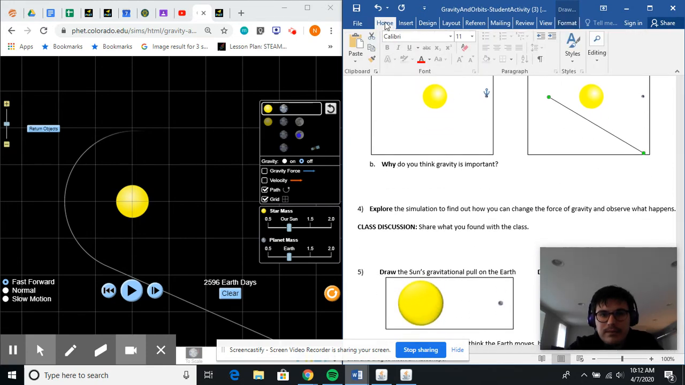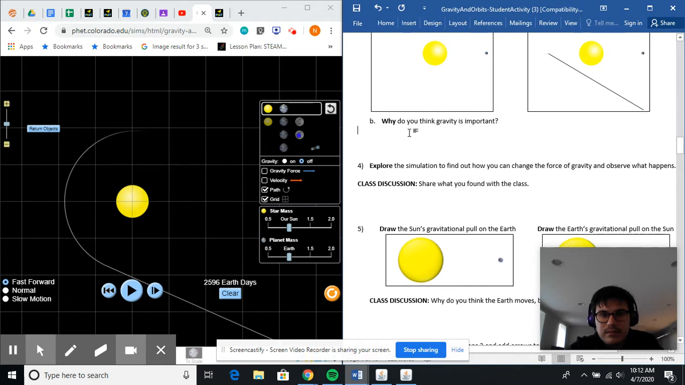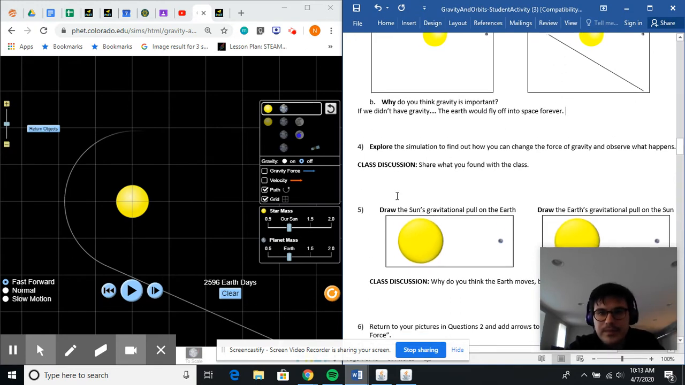Why is gravity important? Pretty obvious here. If we didn't have gravity, when you finish that sentence, Earth would fly off into space, and turn into a big ice ball too, because we wouldn't have the heat from the sun.